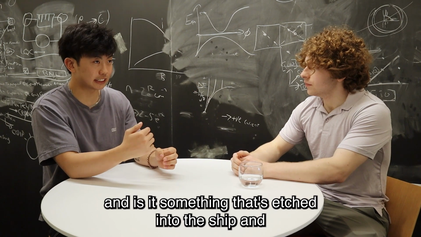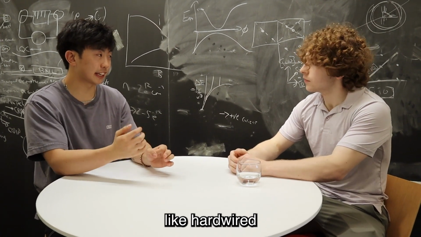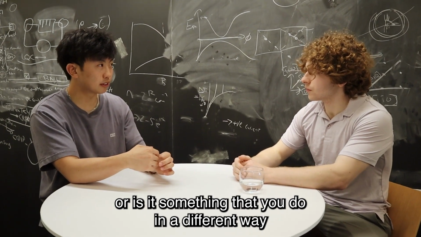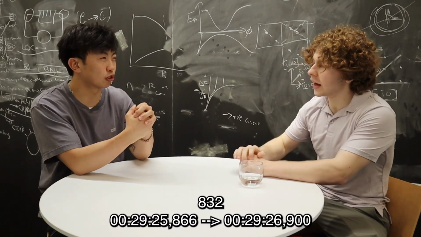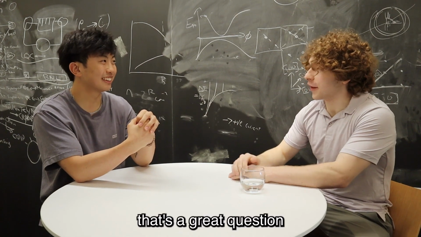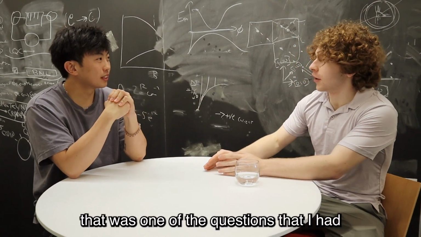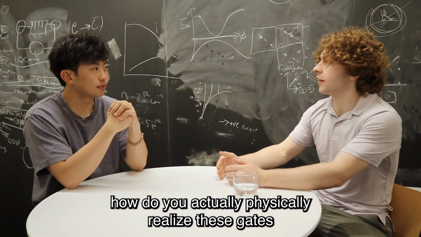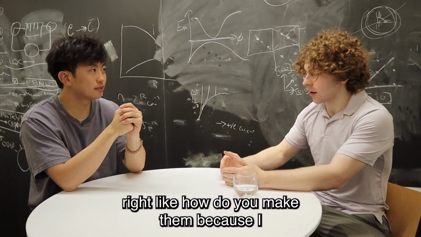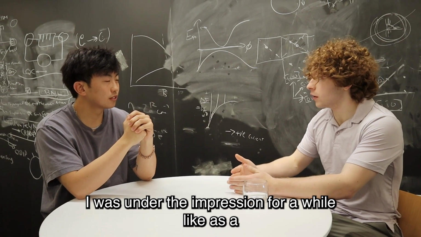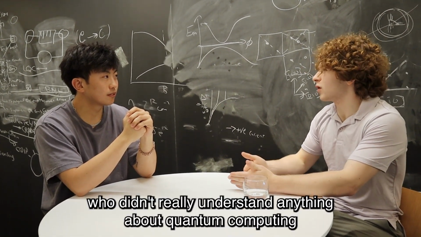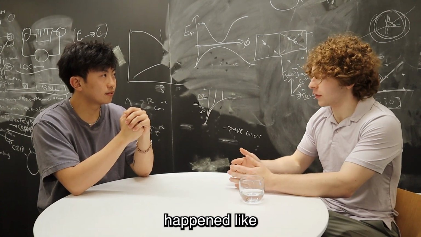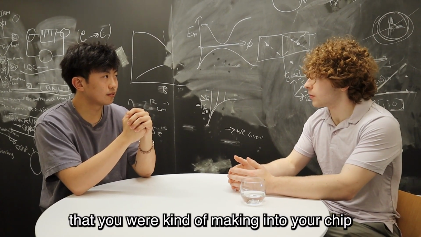Is it something that's etched into the chip and hardwired, kind of like an FPGA, or is it something that you do in a different way, like programming code? Yeah, that's a great question. That was one of the questions I had going into quantum computing: how do you actually physically realize these gates? Like, how do you make them? Because I was under the impression for a while, as a layman who didn't understand anything about quantum computing, that these were physical things that you were making into your chip.